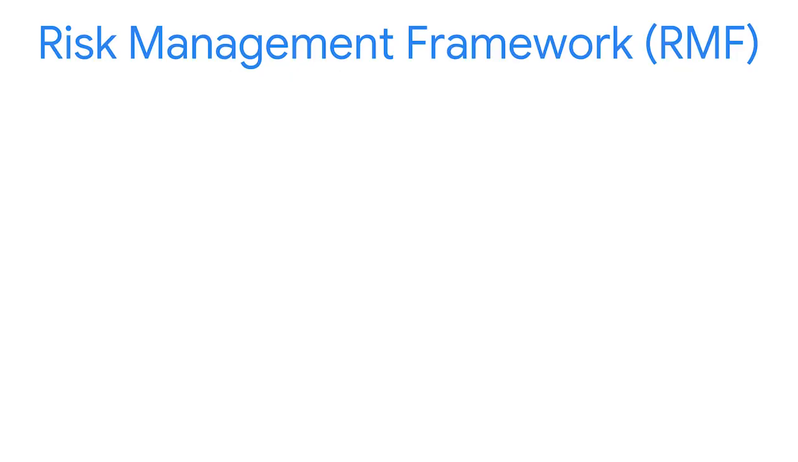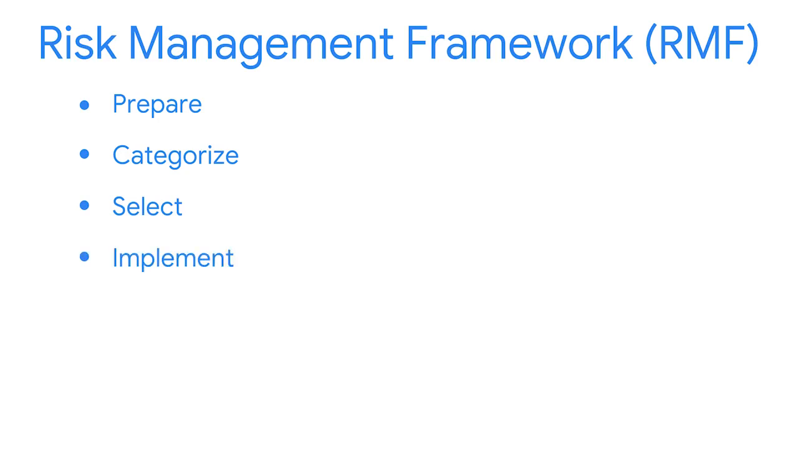There are 7 steps in the RMF: prepare, categorize, select, implement, assess, authorize, and monitor. Let's start with step 1, prepare.